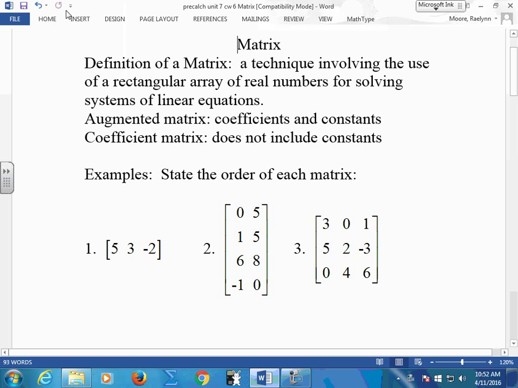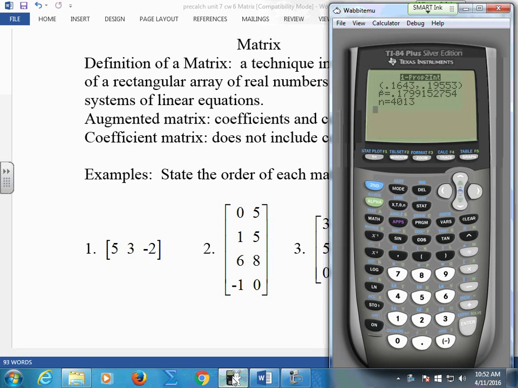Pull up your calculator for me. All right, then pick a calculator, that's good. Now, where we find our matrix is over here. See the little blue word matrix? So that means you have to hit second matrix.